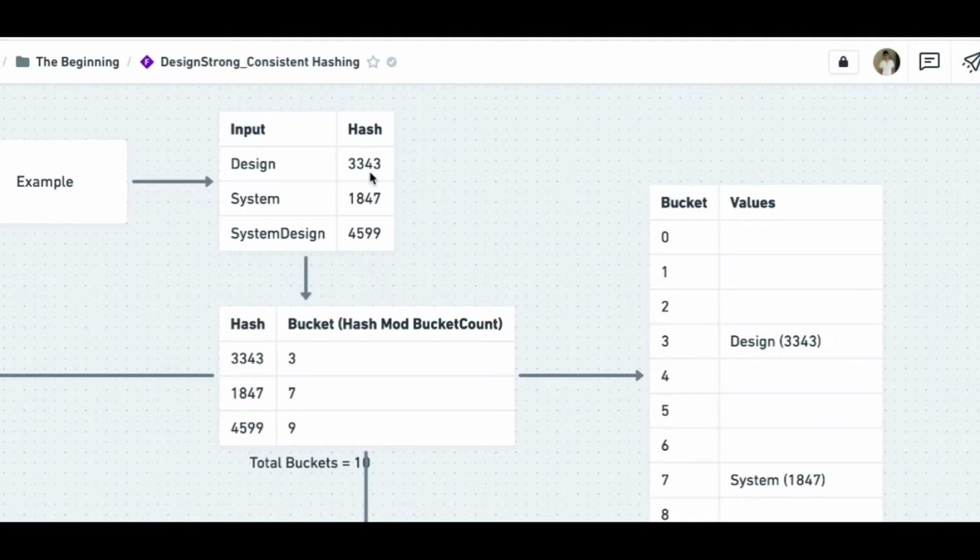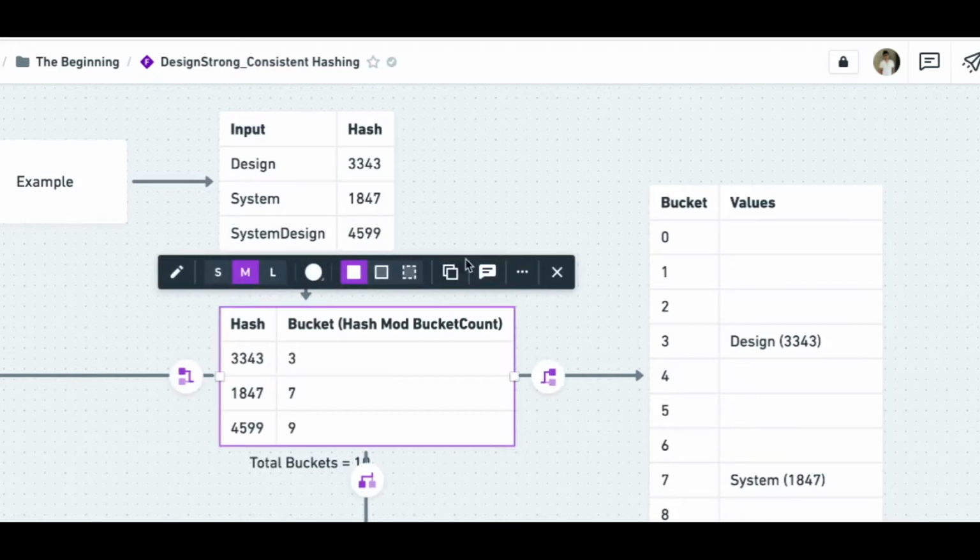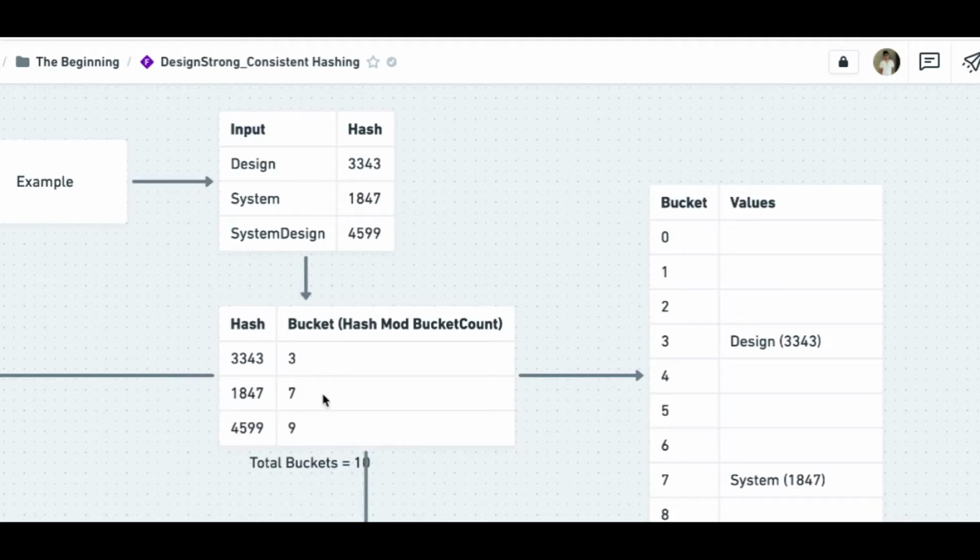So in our example, we have considered that there are buckets into which we are going to divide the data. This is how it works in most hashed data structures in any language. For 3343, we calculate the hash mod bucket count to see which bucket this data should be stored in. So 3343 mod the total number of buckets, which is 10. So 3343 goes into bucket 3, 1847 goes into bucket 7, and 4599 goes into bucket 9.